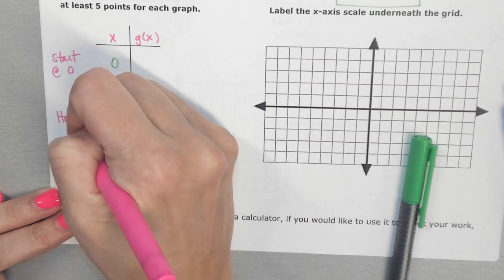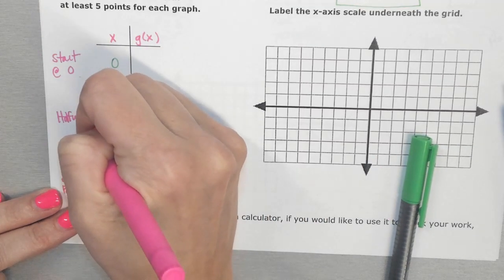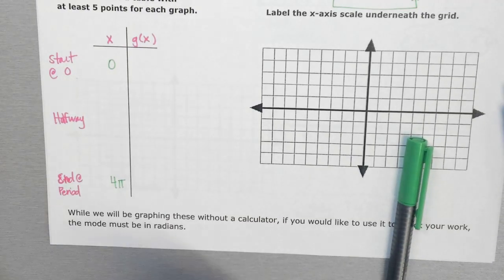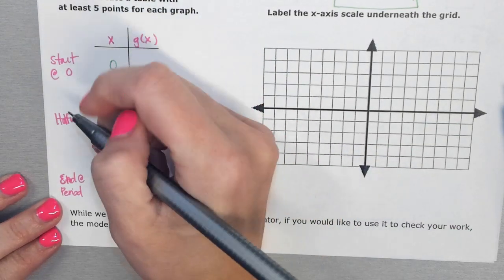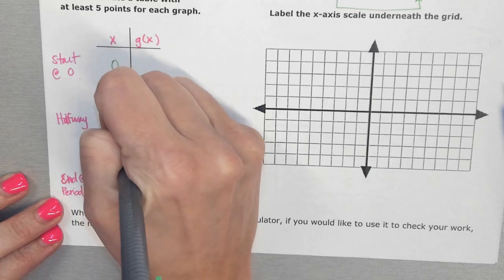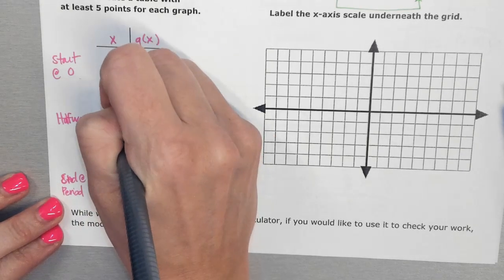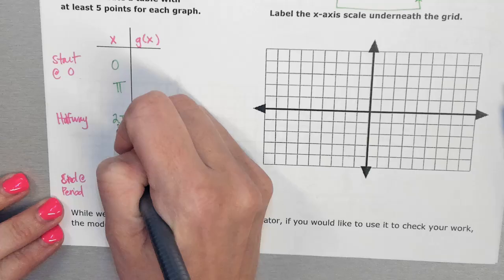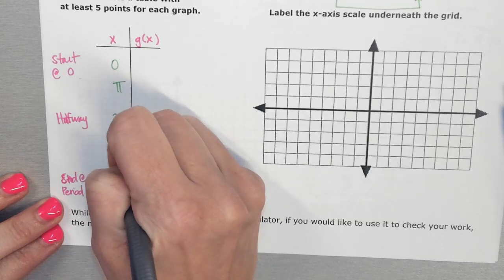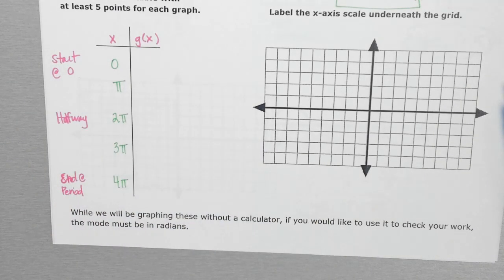Now halfway in between those is what value? What's halfway between 0 and 4 pi? 2 pi. What's between 0 and 2 pi? 1 pi. And between 2 pi and 4 pi? 3 pi. Okay? So we're always going to fill out the x values first.